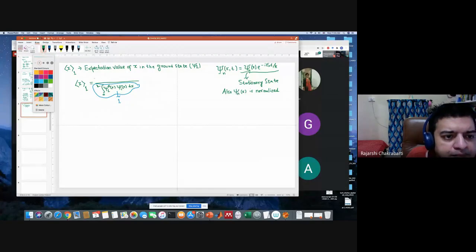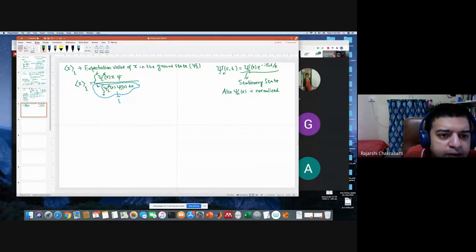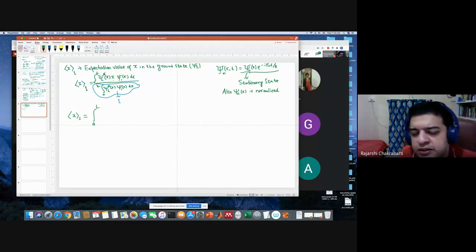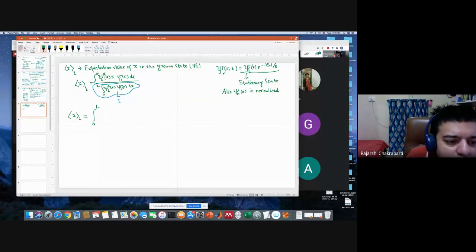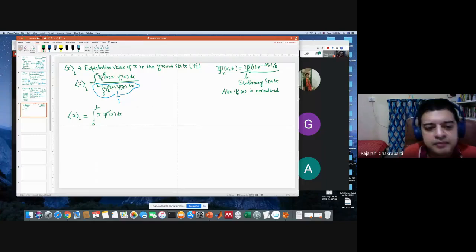And in the numerator, we will have the integral, of course, from 0 to L, of psi 1 star of x times the position operator, which is actually multiplication by x, nothing else, and then psi 1 of x. Now look carefully, this x is only multiplication. So whether I put it here or here or here, it does not matter. It does not involve any derivative or anything. What I have here is actually x times psi 1 square of x dx.